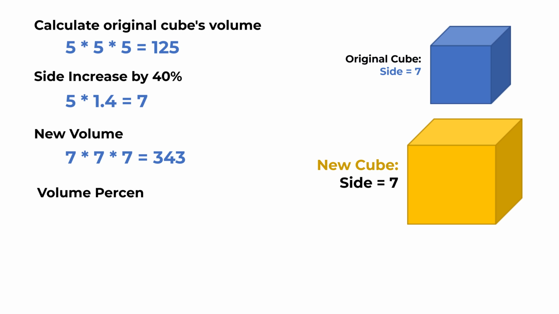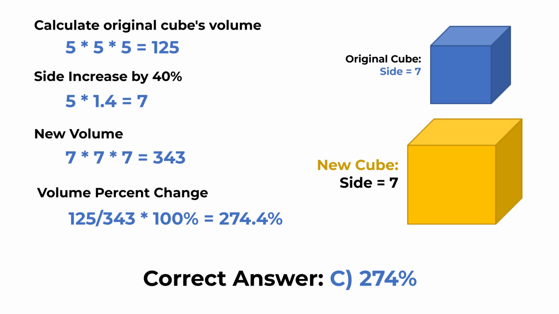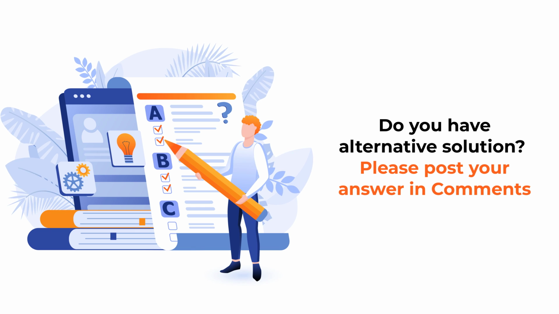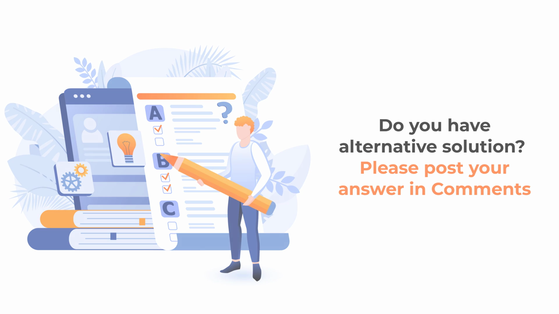To calculate volume percent change, we need to divide 343 by 125, which is the original cube's volume, and multiply by 100%. The result is equal to 274%. So the correct choice here is C, 274%. Hopefully you've nailed this question and now know how to answer similar problems on the test.